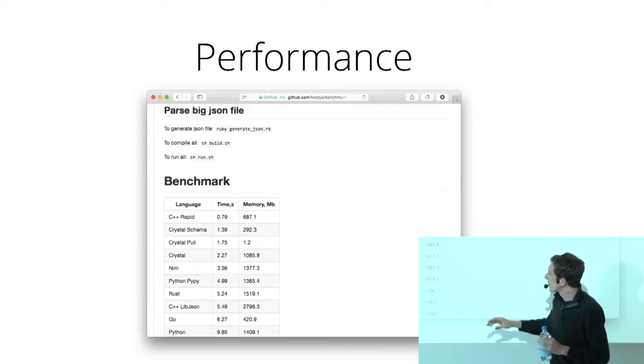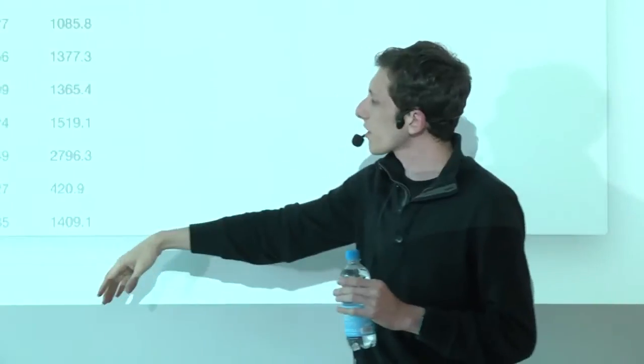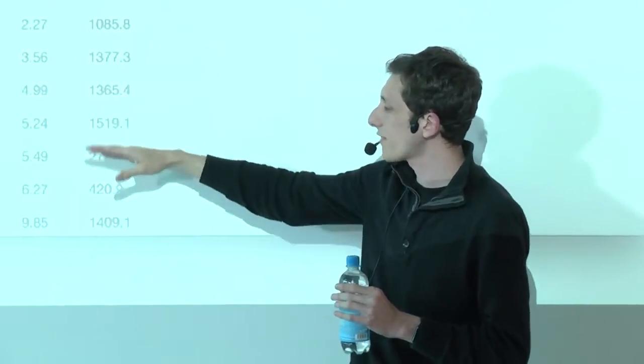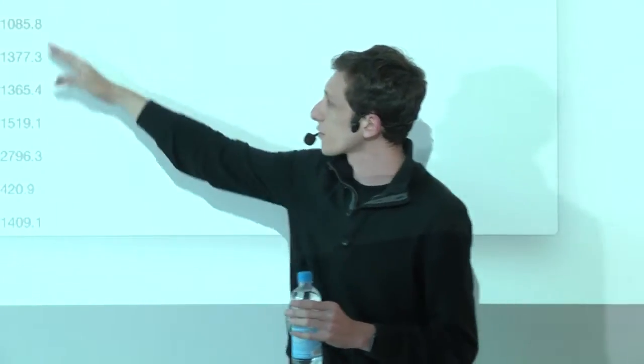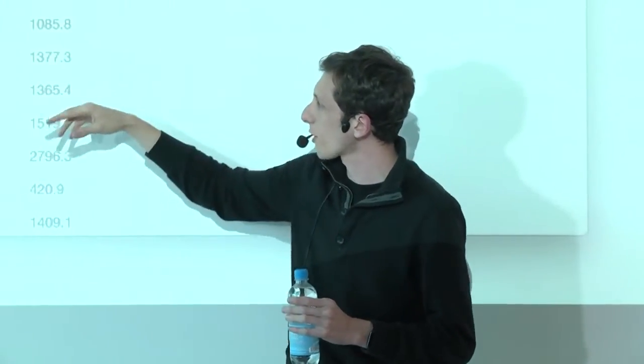And the second best of every other language that's benchmarked, faster than Rust, faster than Go, faster than Python, Ruby, which didn't even make it onto the slide, is Crystal. And there's actually 3 different JSON parsers. There's sort of the default one. They have a schema-based JSON parser and a pull-based one. Don't worry too much about the difference there.